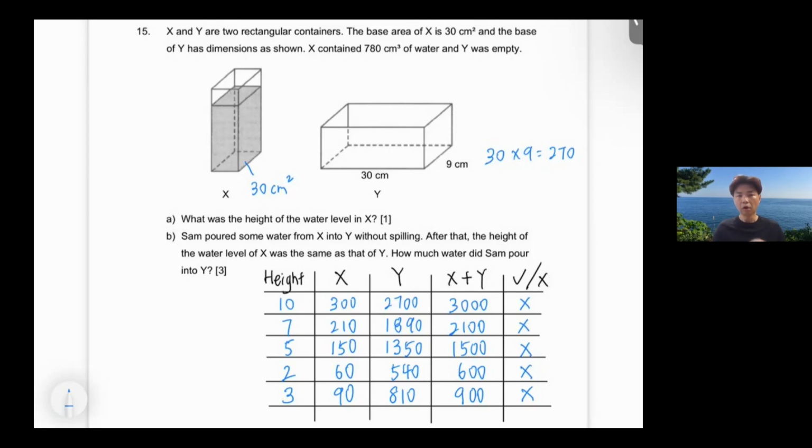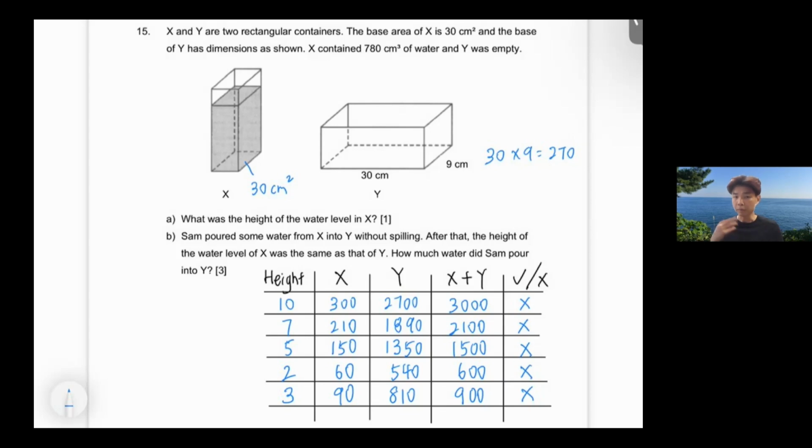Number 2, the original volume of water in X was 780 cubic centimeters. Now, after some water was poured from X into Y without spilling, the total amount of water in both X and Y should also add up to 780 cubic centimeters. And the reason is because water has a definite volume. So if we don't take into account evaporation and stuff like that, after transferring some water from X to Y, one thing remains unchanged, and that's the volume of water. It's always going to be 780 cubic centimeters.